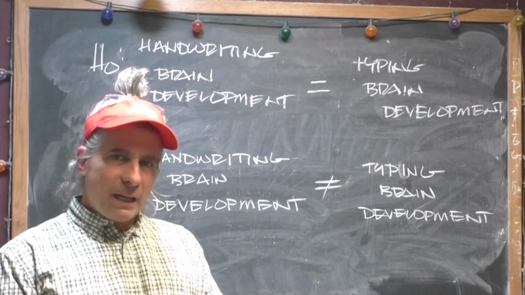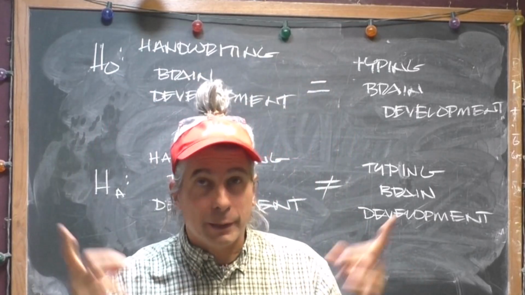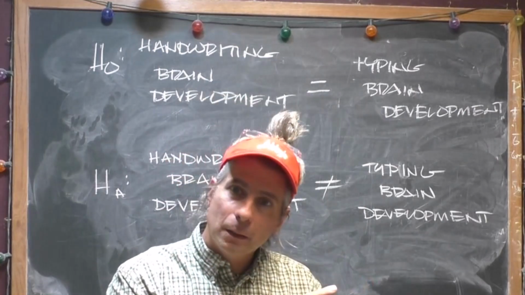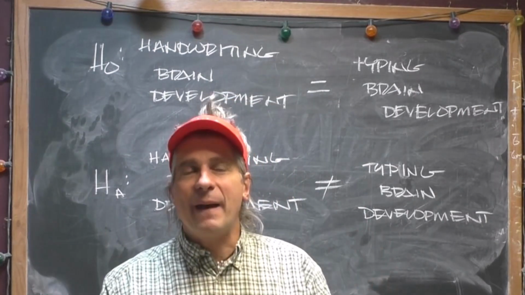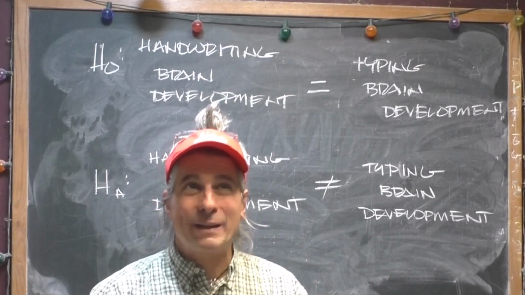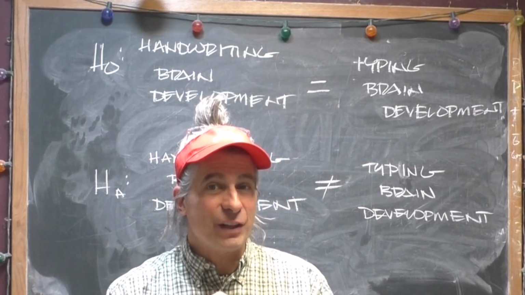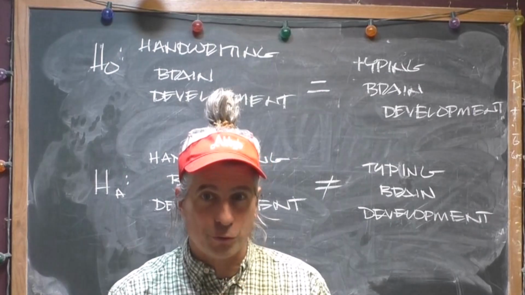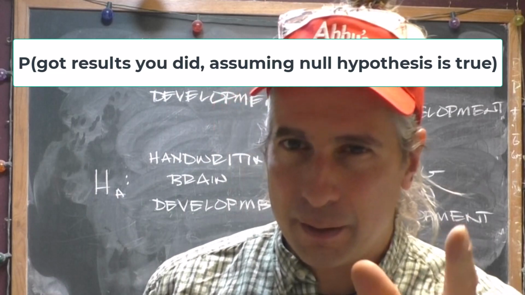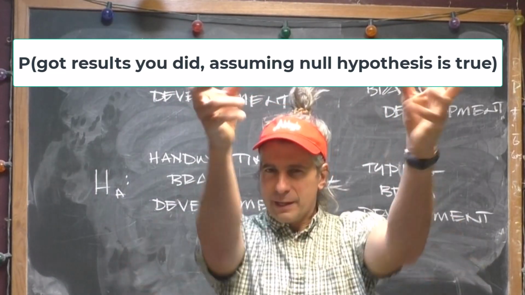What does that p-value mean? Well, here it is in words and writing, and we're going to look at it more carefully with the next couple examples. The p-value is the probability that you got the results you did given that the null hypothesis was true. The chance you got the results you did given that the null hypothesis was true. Now here's what I mean by that.